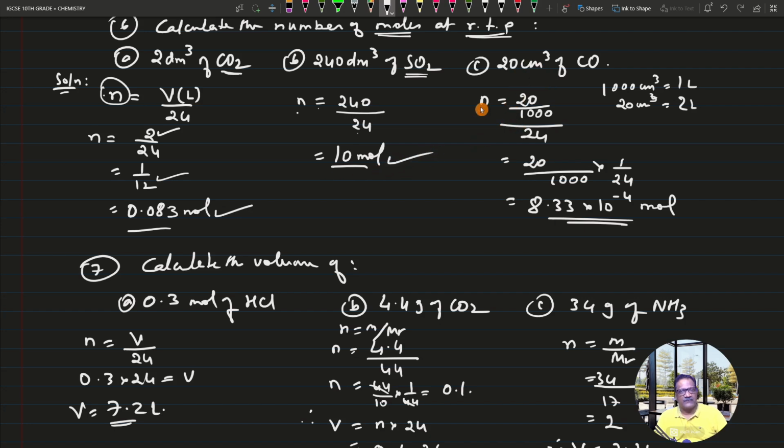Then for the third one, N will be equal to the volume in liters, or in decimeter cube. Now this is 20 centimeter cube. So 20 centimeter cube, if you want to convert it into decimeter cube, then what you have to do is divide that by 1000. So 20 centimeter cube is equal to 20 upon 1000 decimeter cube. So I'll take 20 upon 1000 divided by 24. If I rearrange it, I get 20 upon 1000 into 1 upon 24, which works out to 8.33 into 10 raised to minus 4 mole. So this is the answer for the C part of this question.